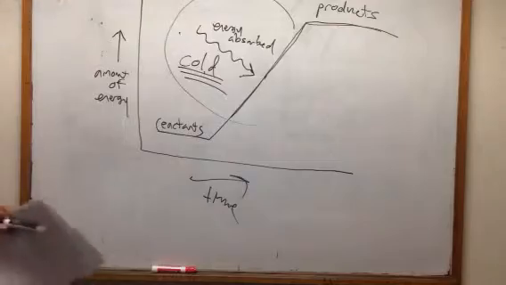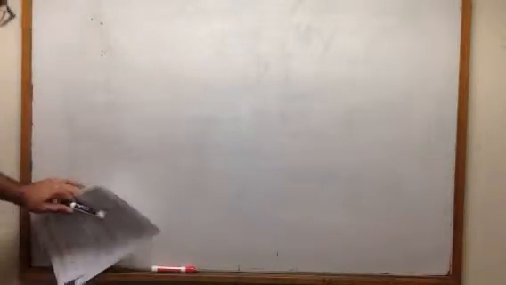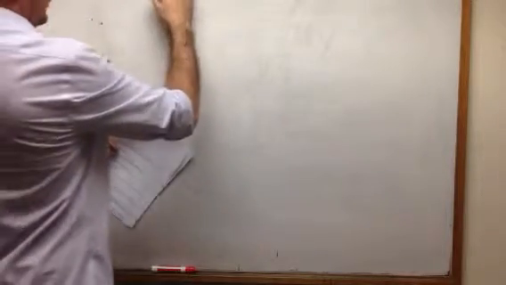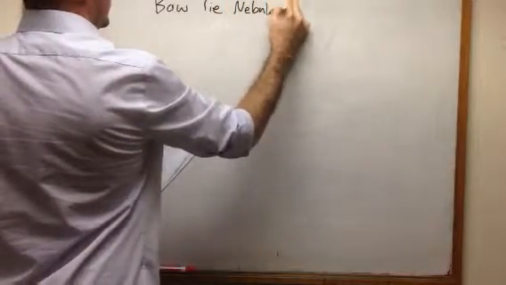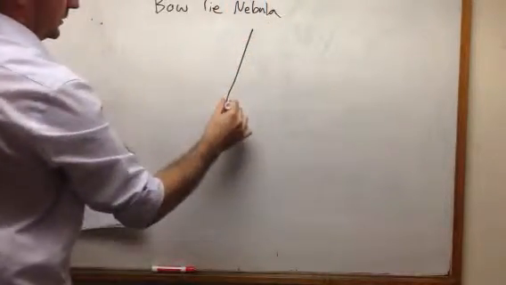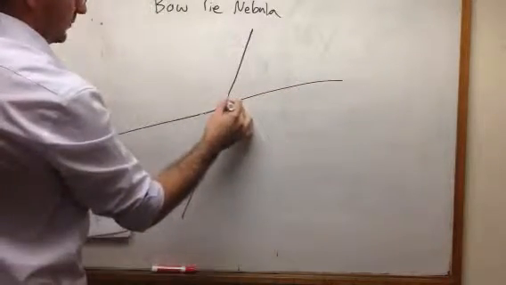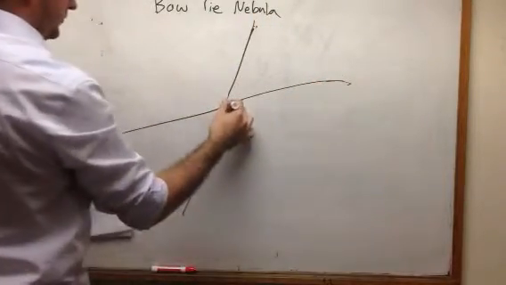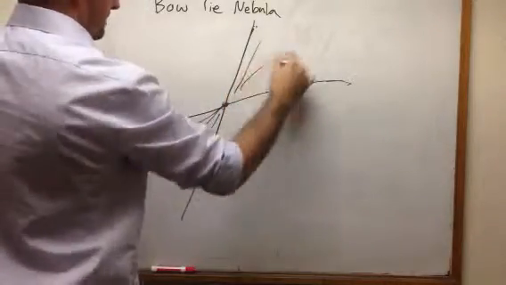Now, there's a concept I want to introduce to my listeners that I guarantee you're not going to find anywhere on the internet. But the Bow Tie Nebula is supposedly cold. Okay, here's the nebula, here's this little central object, here are the two lobes. Now this isn't a really good drawing, so the two lobes are going out like this.